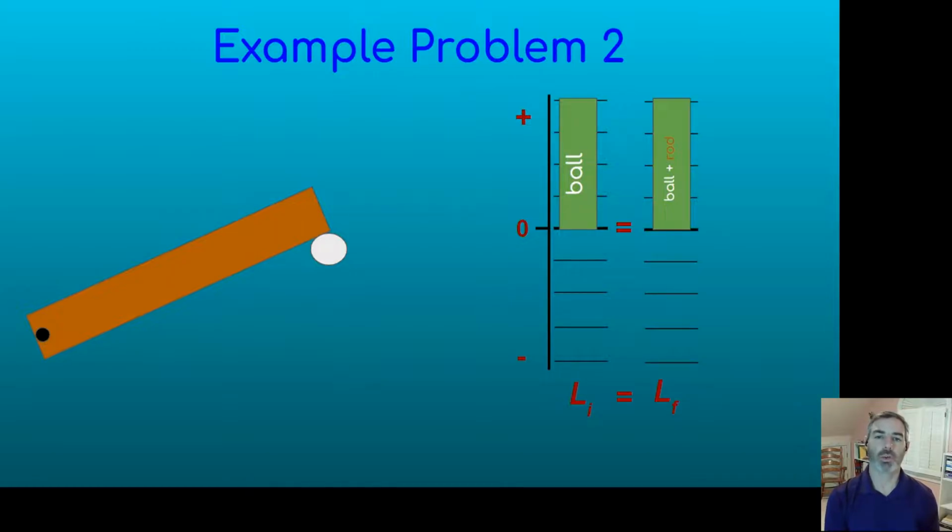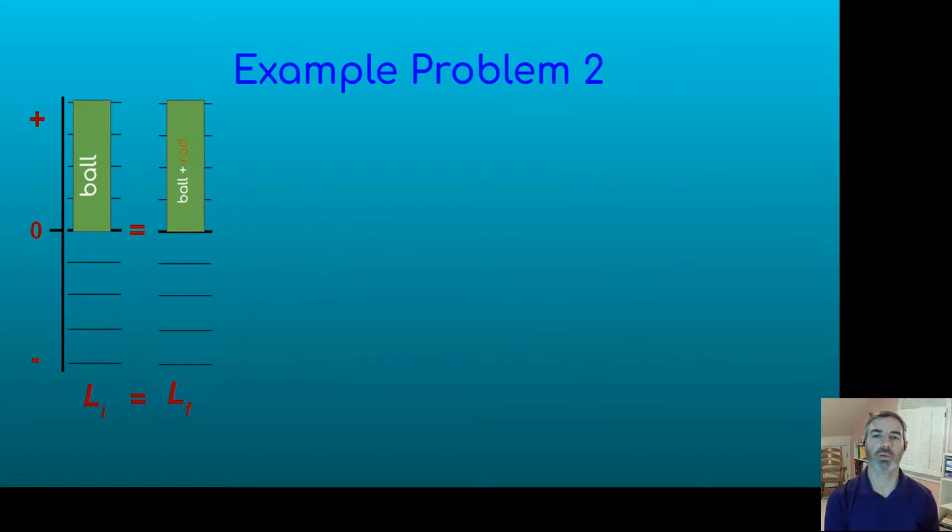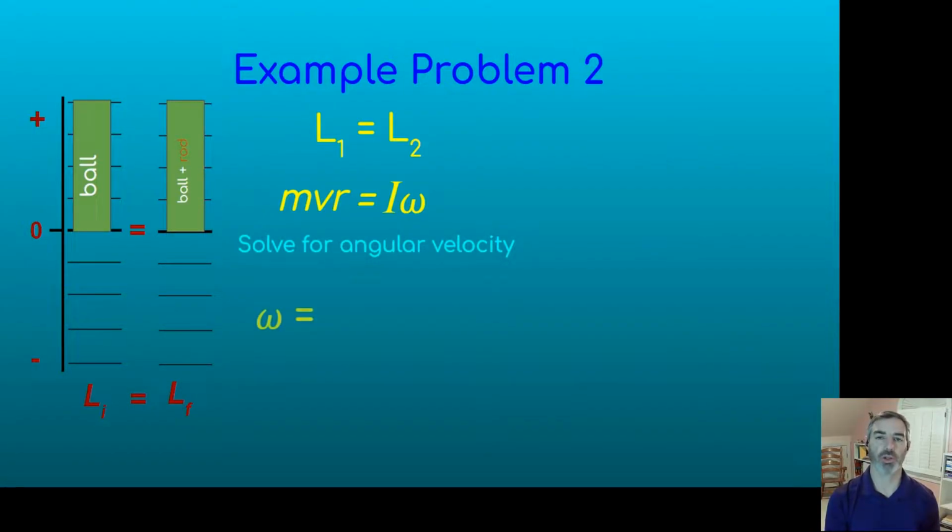Using the bar chart, we can write our conservation equation. We know that the initial angular momentum equals the final. We can substitute the equation. We can treat the ball as a particle, so that's m times v times r. And then we can use I omega for the angular momentum of the second situation. Then we can solve for the angular velocity, which is mvr divided by the rotational inertia.